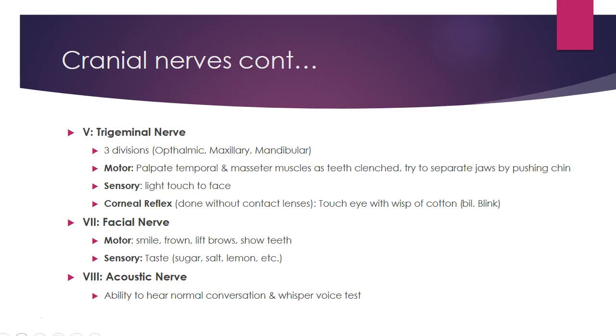The trigeminal nerve: motor, sensory, and corneal reflex. You palpate the temporal and masseter muscles as your teeth are clenched, and then you try to separate your jaws by pushing the chin. The sensory is light touch to face, and the corneal is done without contact lenses. Touch the eye with a wisp of the cotton ball, and they should blink.